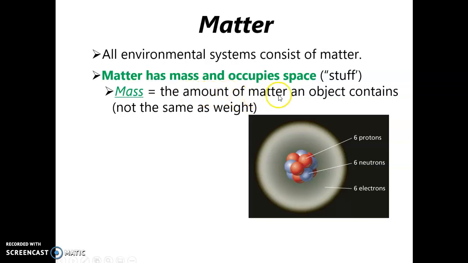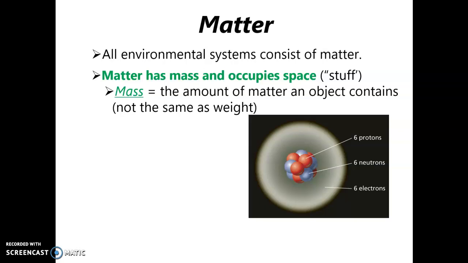Mass is the amount of matter an object contains, and it's not the same as weight. So, for example, picture a 125-pound human being on Earth. They step on a scale, and gravity pulls their 125 pounds worth of mass toward the balance, the scale that they're stepping on. Because we have a consistent gravitational pull on Earth, that measure will be 125 pounds.